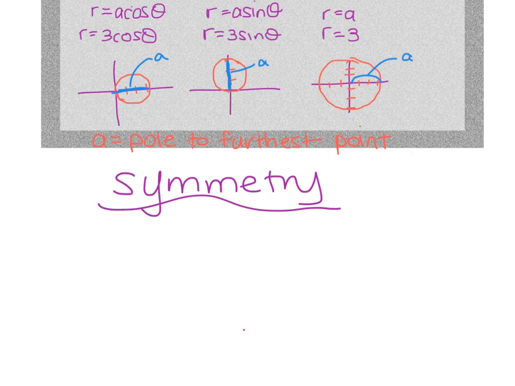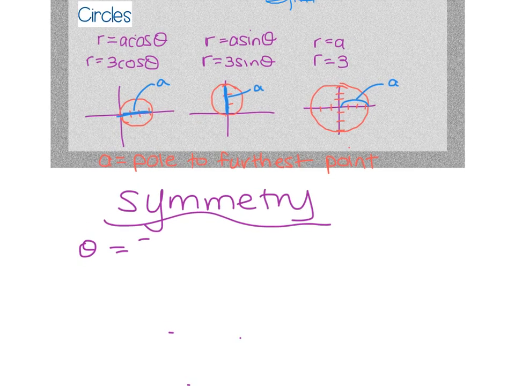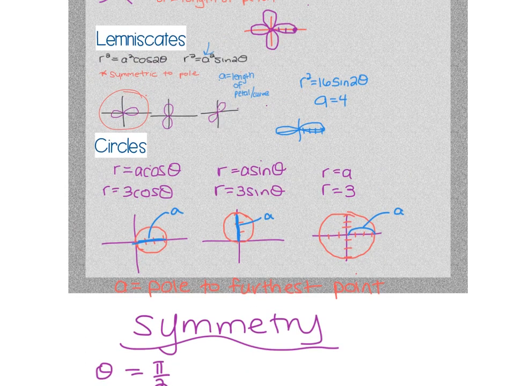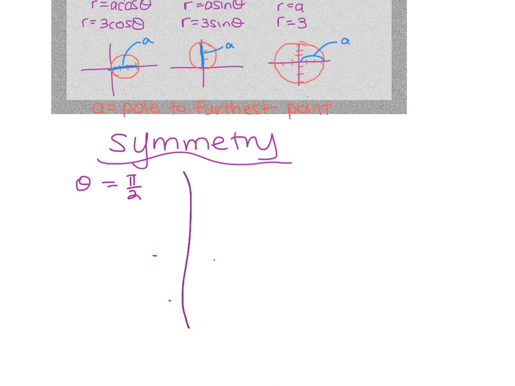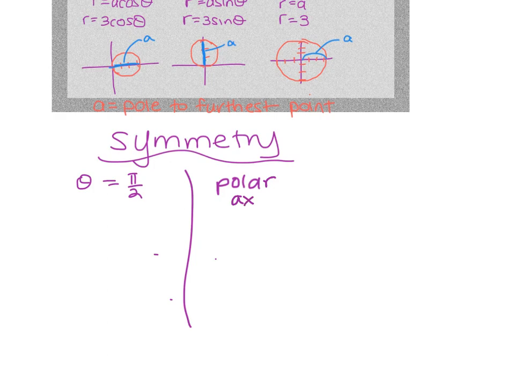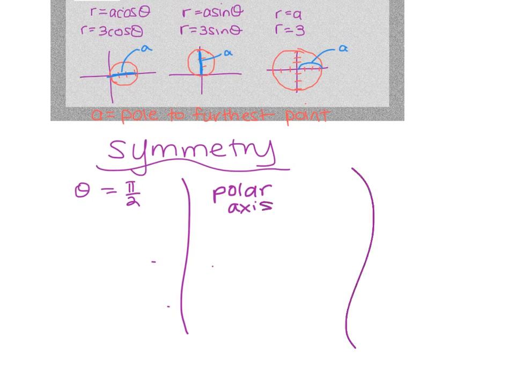All right, so let's talk symmetry. So the test for symmetry, like your general test, there are 3 different types of symmetry: theta equals pi over 2, polar axis, which is like your x-axis, and pole, which is like your origin.